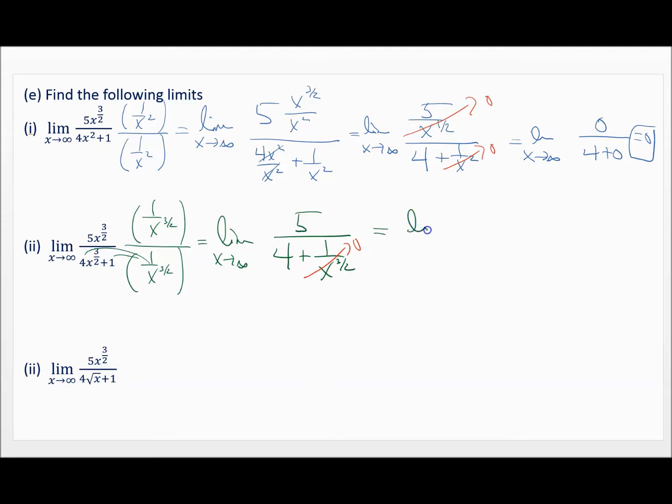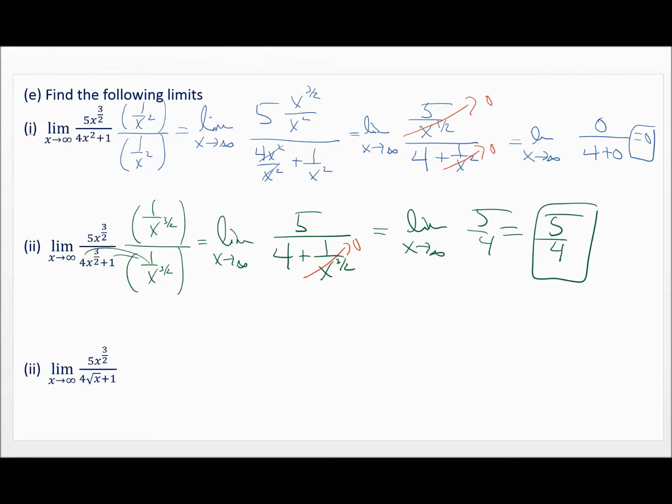So that gives me the limit as x goes to infinity of what's left, which is 5/4, which is just a constant. So 5/4 is my answer. Now, you may be noticing some patterns. I will mention them in just a minute, but let's do our last problem.